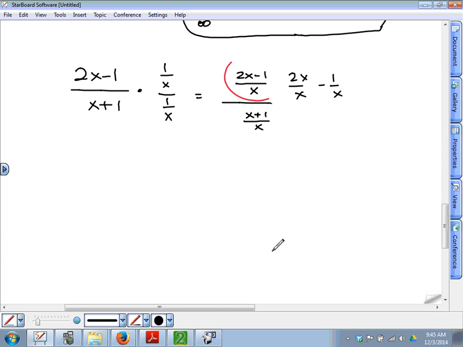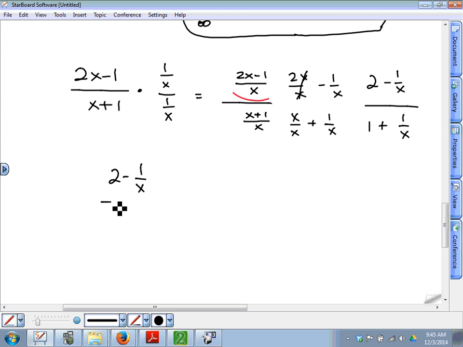That was so much easier. The x's cancel, so we have 2 minus 1 over x. That was a money way. That was better. And then do the same thing for this one. Instead of x plus 1 over x, just do x over x plus 1 over x. And that turns into 1 plus 1 over x. So we have 2 minus 1 over x, over 1 plus 1 over x.